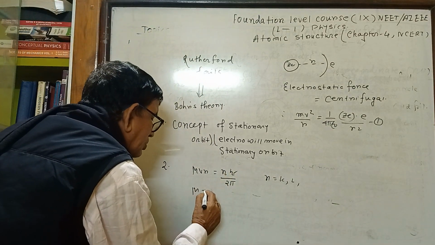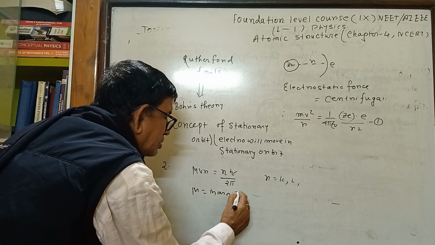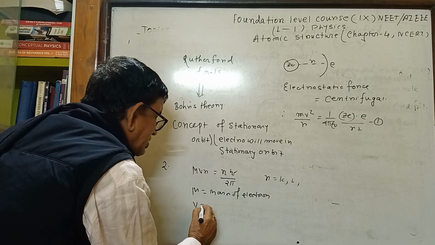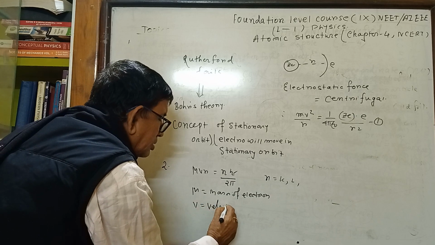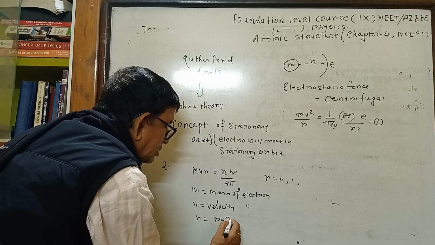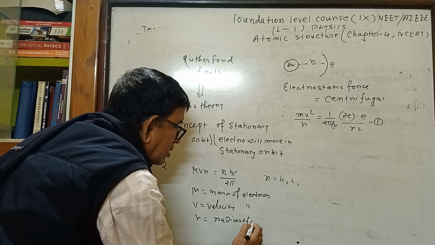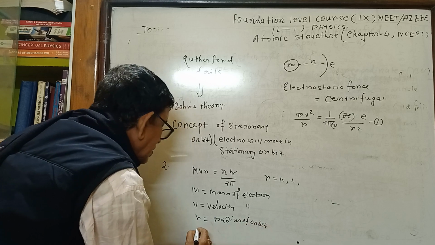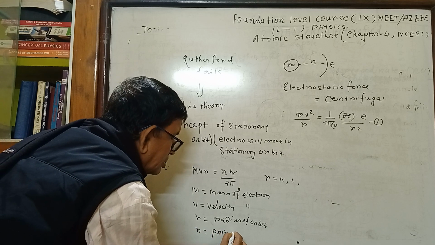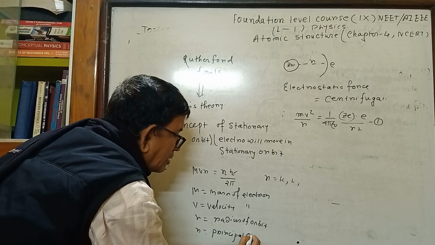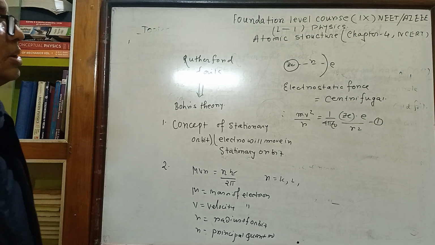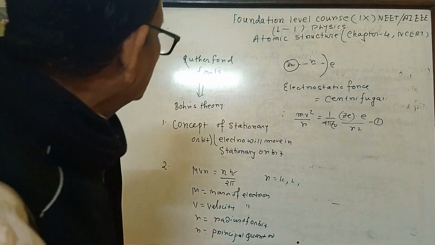So m equals mass of electron, v is velocity of electron, r is radius of orbit, n is the principal quantum number, the principal orbit number. Now let us clear the board.